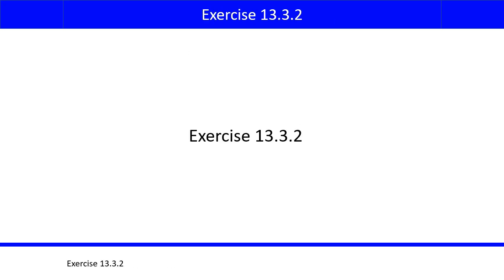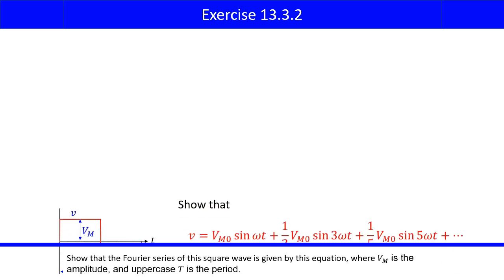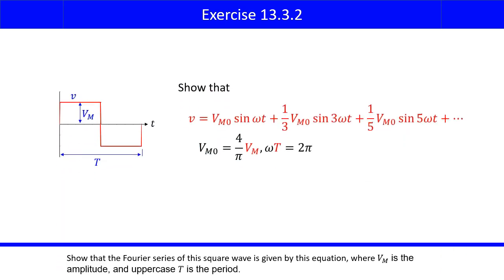Exercise 13.3.2. Show that the Fourier series of this square wave is given by this equation, where Vm is the amplitude, and uppercase T is the period.